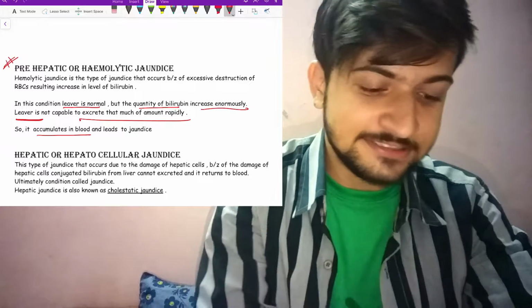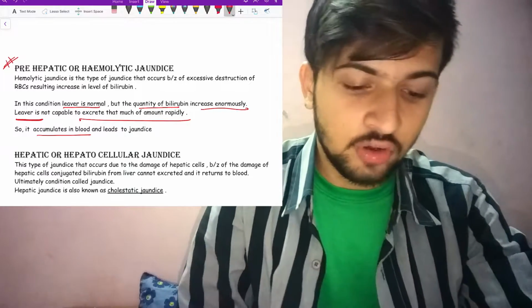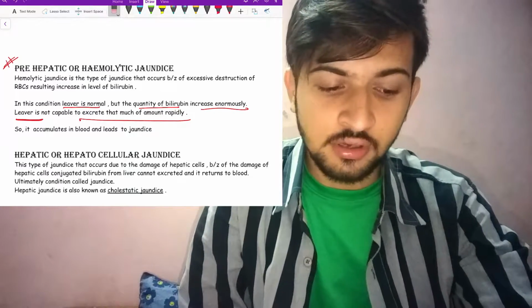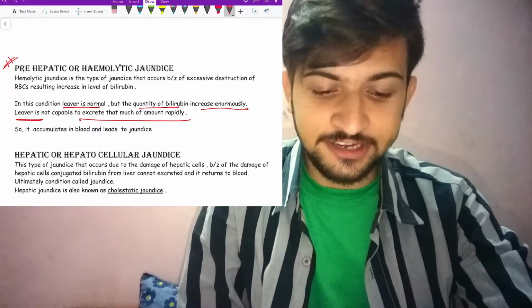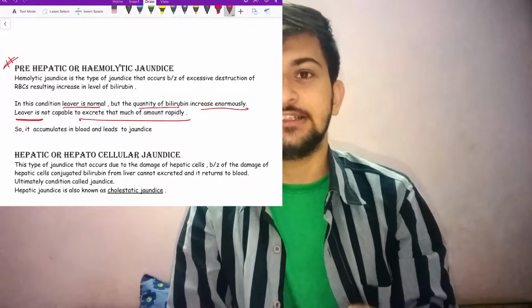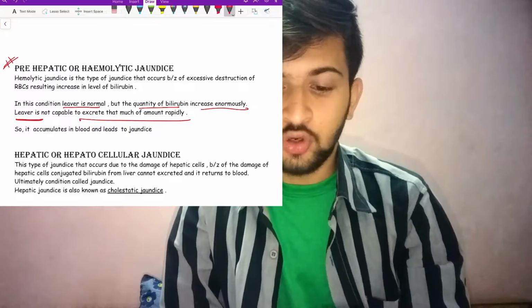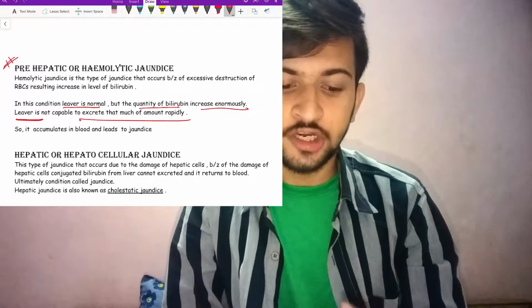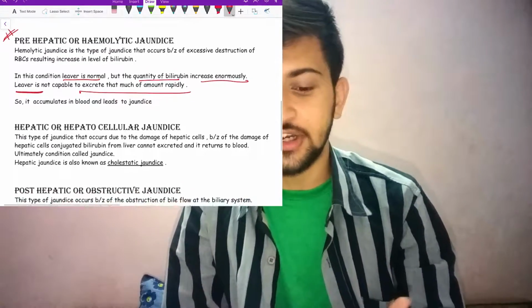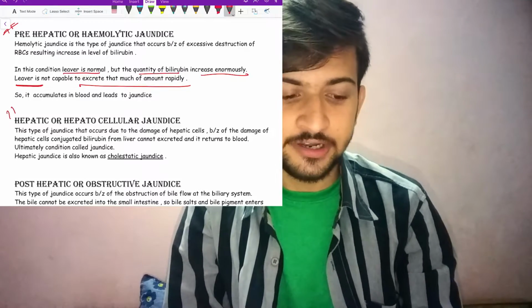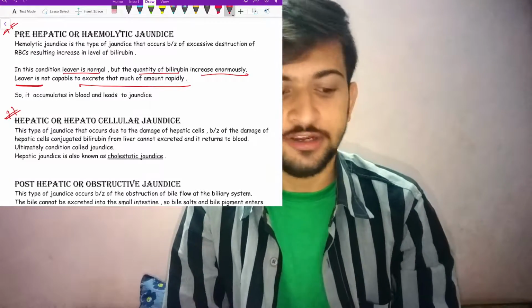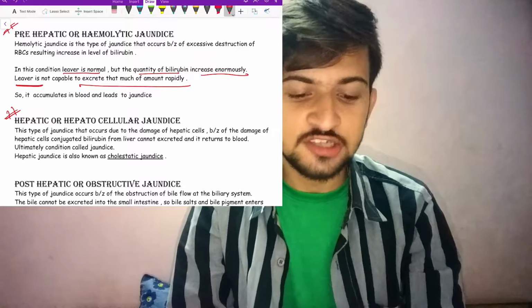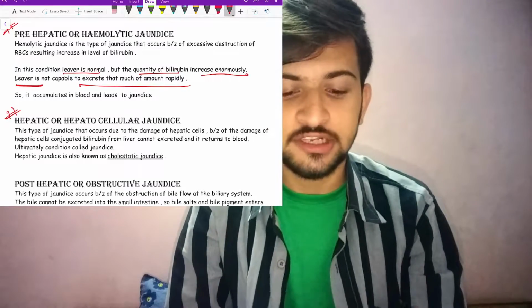The second one is hepatic or hepatocellular jaundice. This type of jaundice occurs due to the damage of hepatic cells. Because of the damage of hepatic cells, conjugated bilirubin from the liver cannot be excreted, and it returns to the blood. Ultimately, the condition is called jaundice. Hepatic jaundice is also known as cholestatic jaundice.